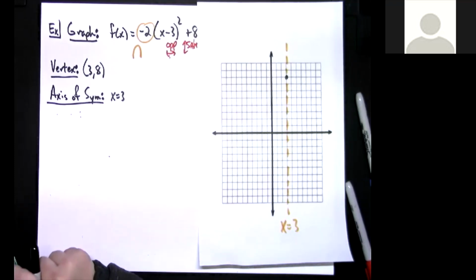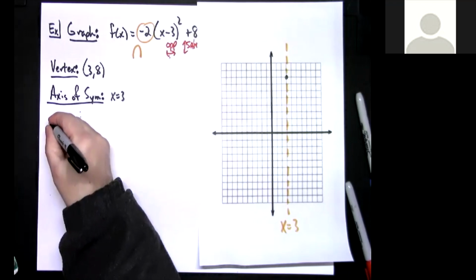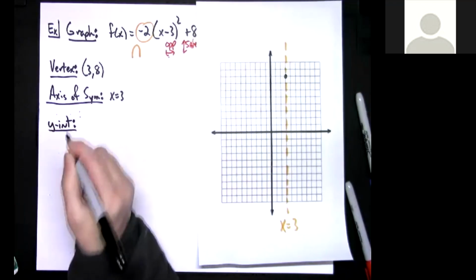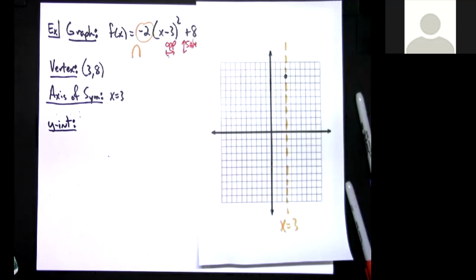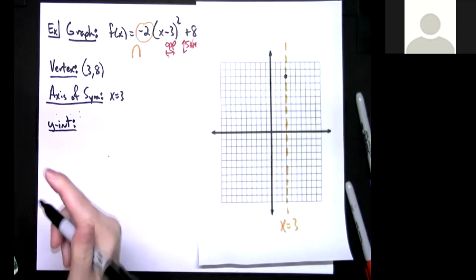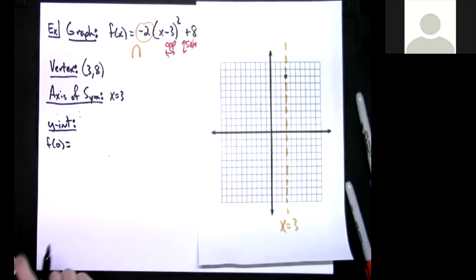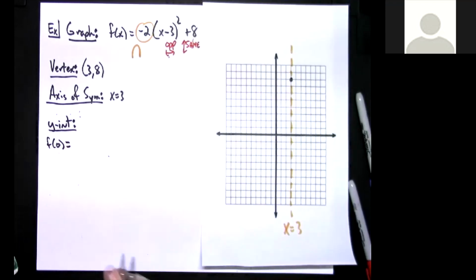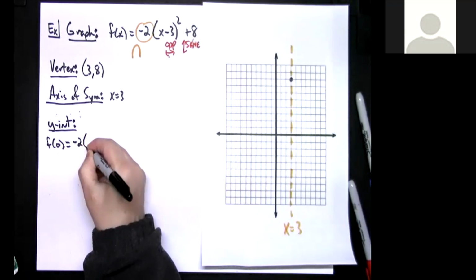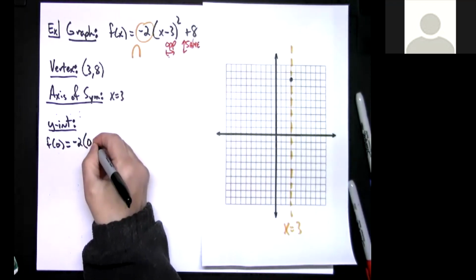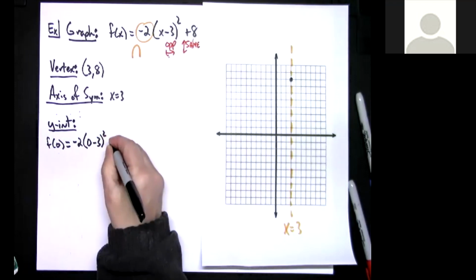Now from there, let's go ahead and do the y-intercept next. On this form, what did we say? We said the y-intercept was take 0, plug it into the function. In other words, I've got to calculate f of 0. So plugging that in, I'm going to have a -2, parentheses, plug 0 in for that x right there. So 0 minus 3, quantity squared, plus 8.